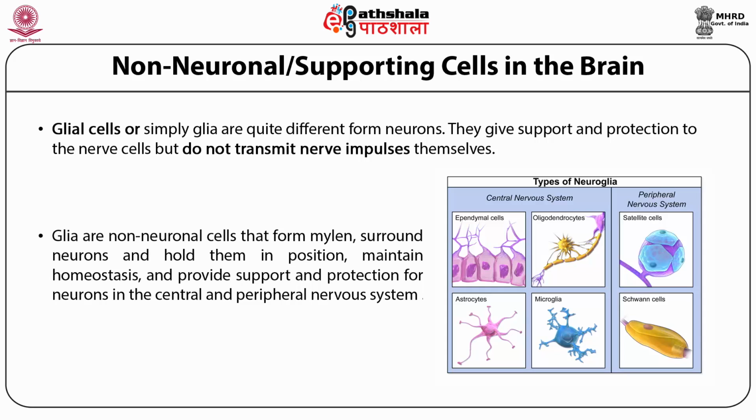The glial cells are non-neuronal cells that form myelin. They surround neurons and hold them in position, maintain homeostasis, and provide support and protection for neurons in the central and peripheral nervous system. There are different types of neuroglia in the central nervous system and the peripheral nervous system. This figure is showing both types of glial cells.